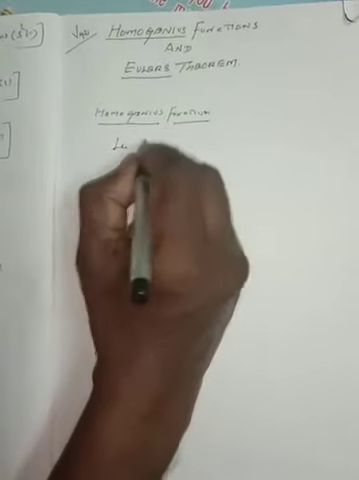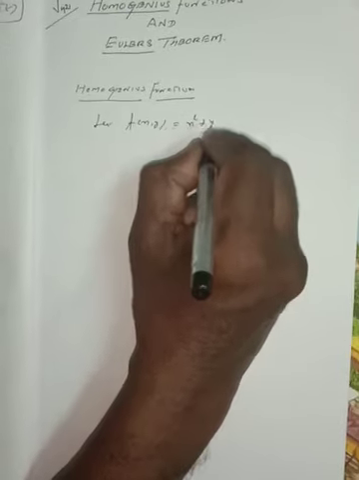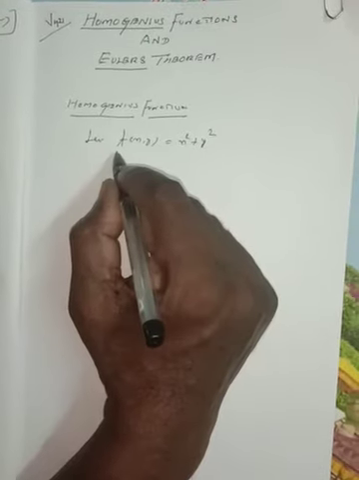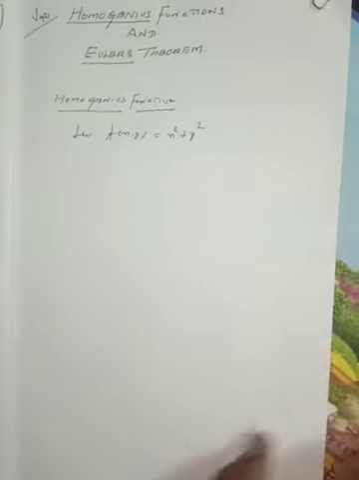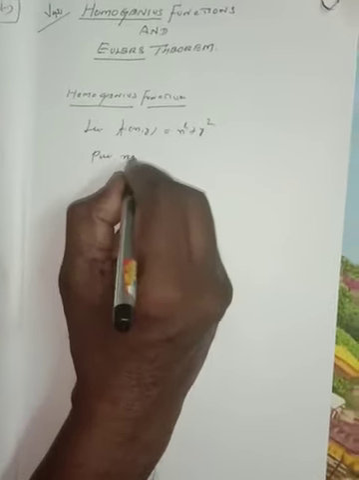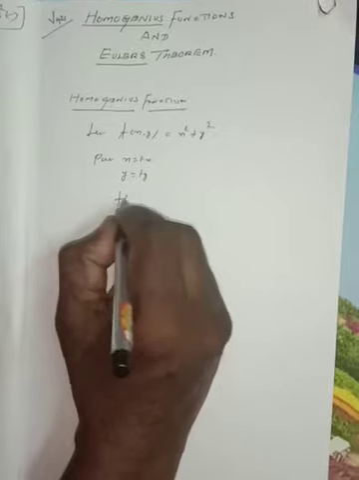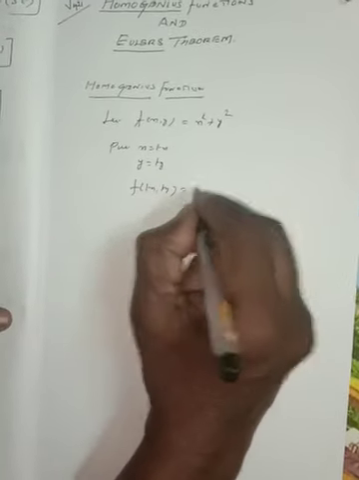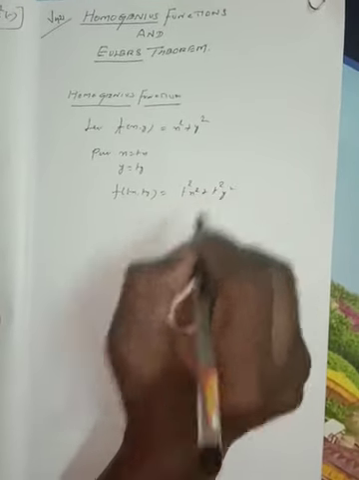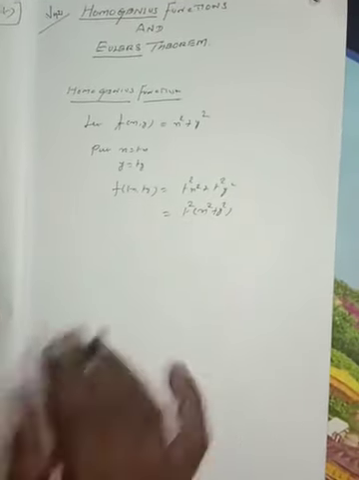Let f of x comma y be equal to x square plus y square. It's a function whose variables are x and y; the relation between x and y gives a function. Now put x equal to tx, y equal to ty. In the above function we have f of tx comma ty is equal to t square x square plus t square y square. Common t square, x square plus y square.